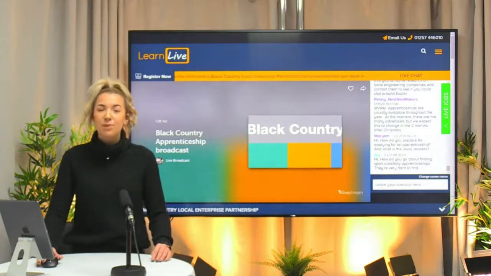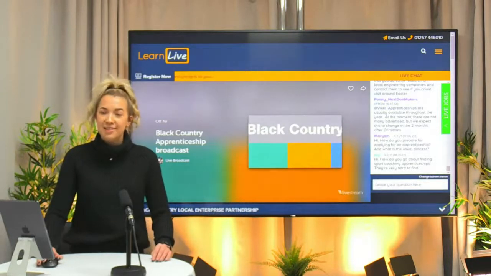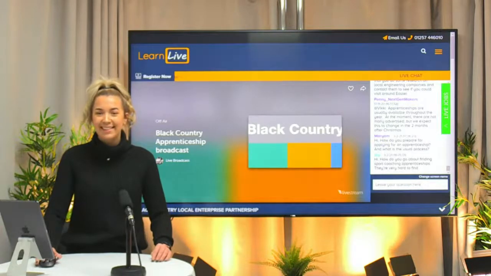But first, before we get into the broadcast, I'll now pass on to Kevin Davis, who is the chair of the Ladder Apprenticeship Foundation, as he introduces the foundation and today's event. Over to you, Kevin.